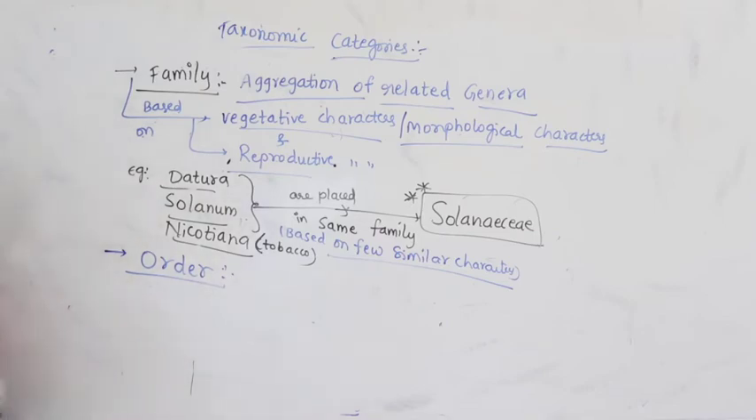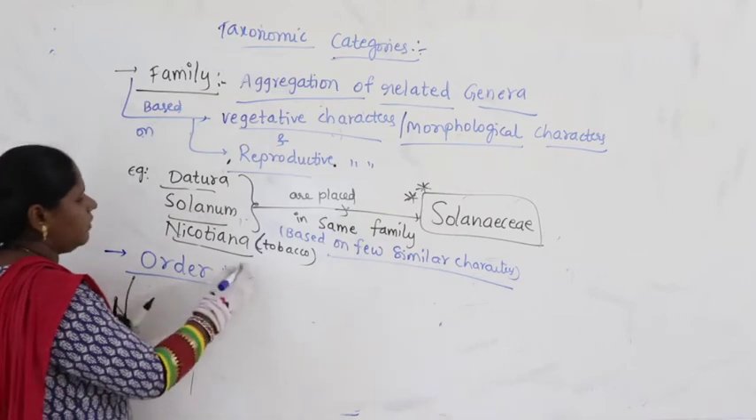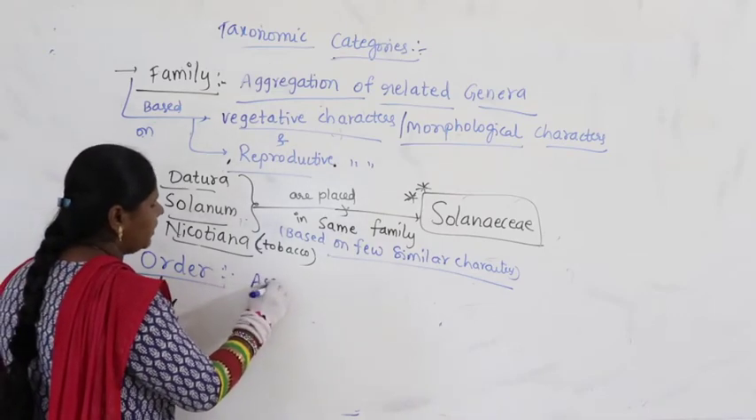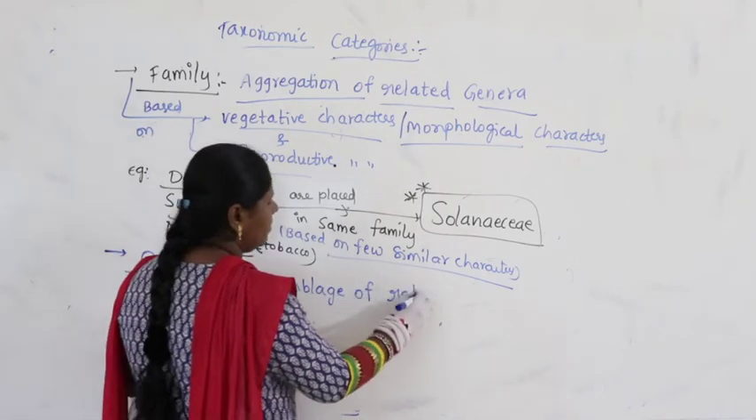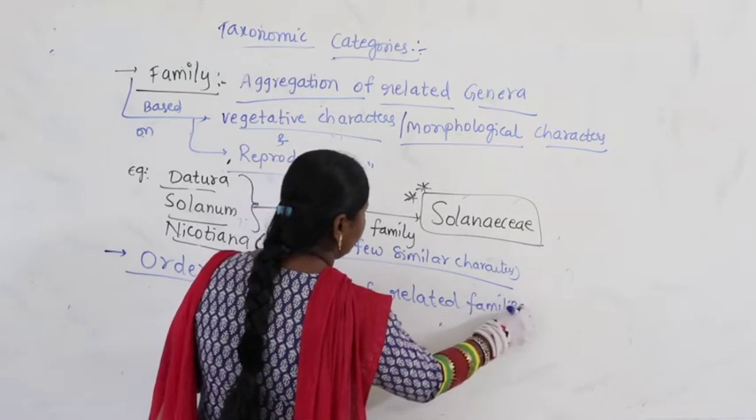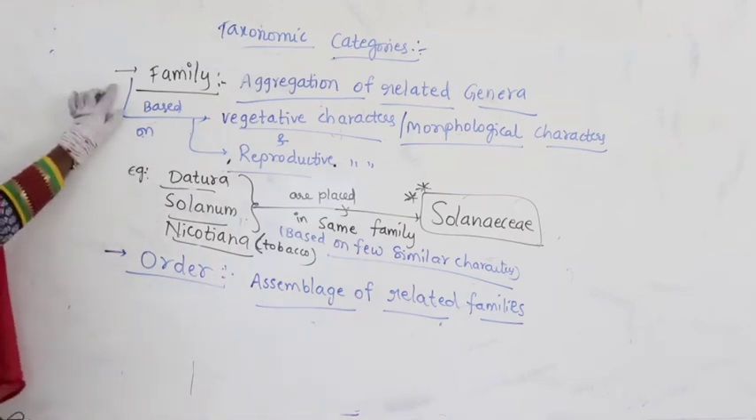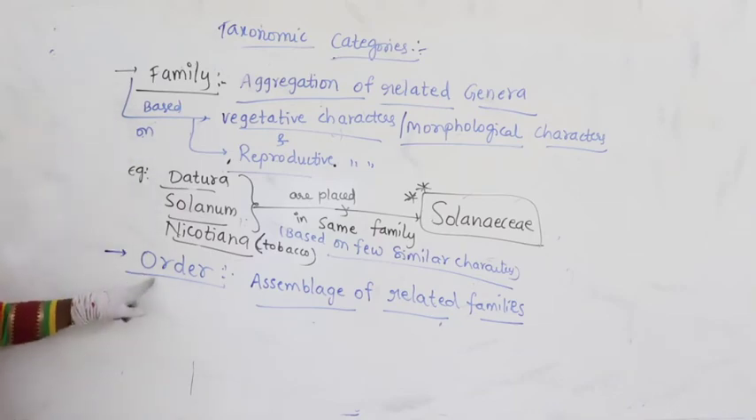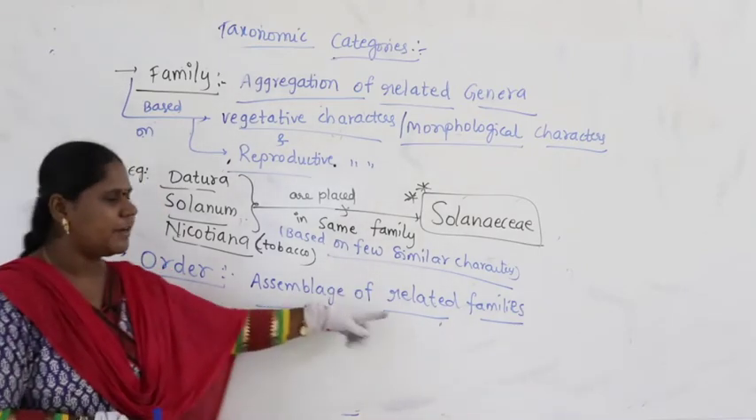Let us call it order. Now what we say here, a combination of, or grouping of, or assemblage of, anything you can write, assemblage of related families. You know, a group of species forms a genus, a group of genera forms a family, a group of families forms the order. So, how do you define order? Order is referred to as a group of related families.